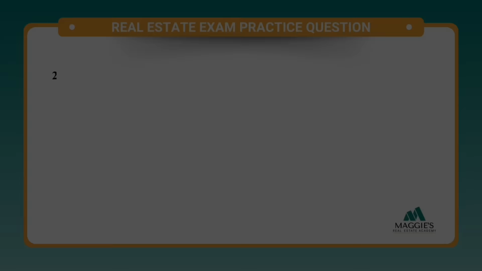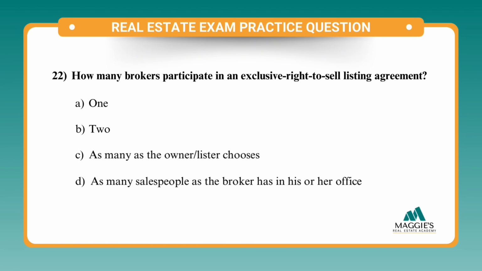All right. Number 22. How many brokers participate in an exclusive right to sell listing agreement? Is it A, 1, B, 2, C, as many as the owner or lister chooses, or D, as many salespeople as the broker has in his or her office?